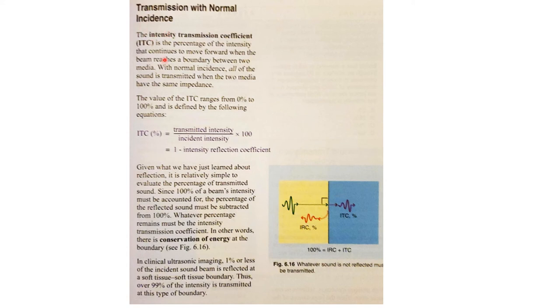We also will be talking about the intensity transmission coefficient, and that's the percentage of the intensity. Now, this is different than what we were talking about before, but it's the intensity that continues forward. So that is what was transmitted into the other one. And so it's the transmitted intensity divided by the incident intensity, and that is 1 minus the intensity reflection coefficient. And that's a conservation of energy kind of thing. So again, intensity transmission coefficient and intensity reflection coefficient.